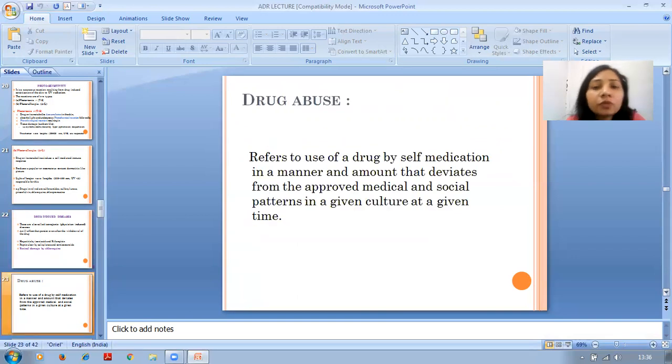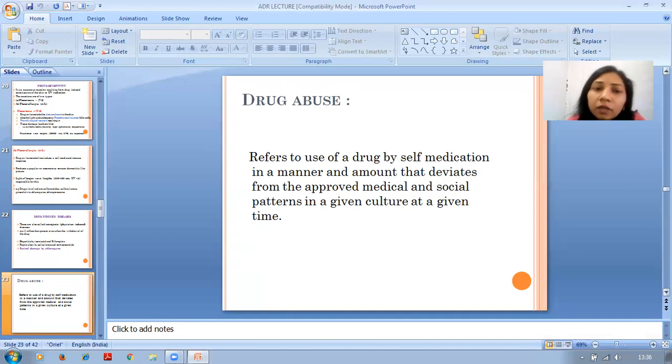Then drug abuse, certain terminologies related with addiction and dependence. So what is drug abuse? It refers to the use of a drug by self-medication. Drug abuse is the use of a drug by self-medication in a manner and amount which deviates from the approved medical and social pattern in a given culture at a given time.